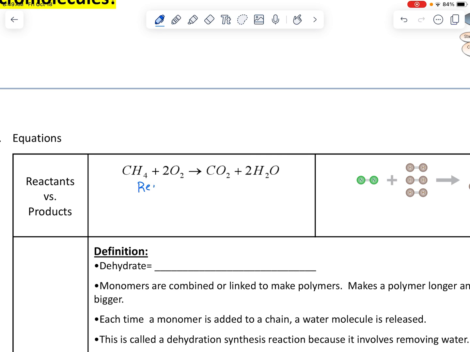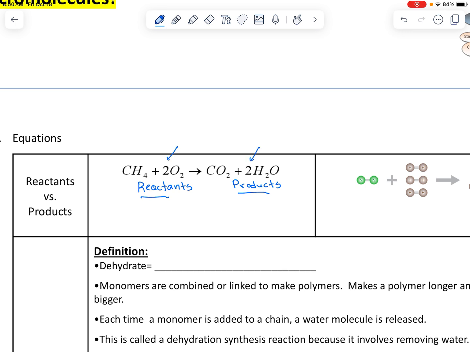Reactants of a reaction are before the arrow, and products are after the arrow. Reactants are what's needed for the reaction to occur, and products are what's made by the reaction. Occasionally you'll see numbers here. These are called coefficients.